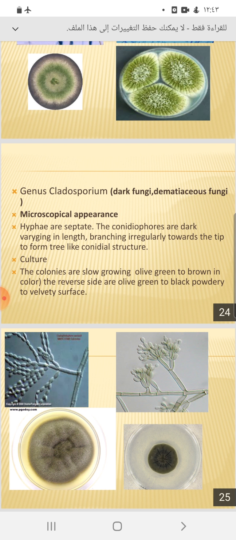The reverse side, as I said, or the undersurface of the culture media, is olive green to black powdery in color. The reverse side of the dark fungus is also pigmented, and this will differentiate it from the light fungus, which is light in color from the reverse side.